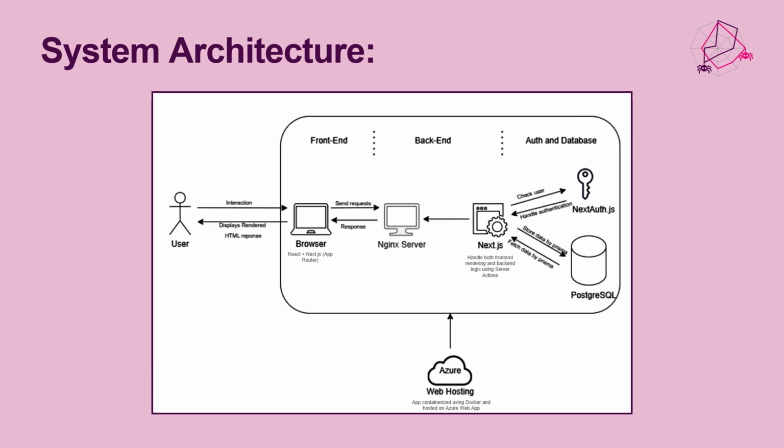Deployment. Our entire application is containerized using Docker, allowing for consistent environments across development and production. We deploy using Nginx as a reverse proxy, which routes traffic to the Next.js app, handles HTTPS, and serves static files. We've integrated Microsoft Azure services into our backend.